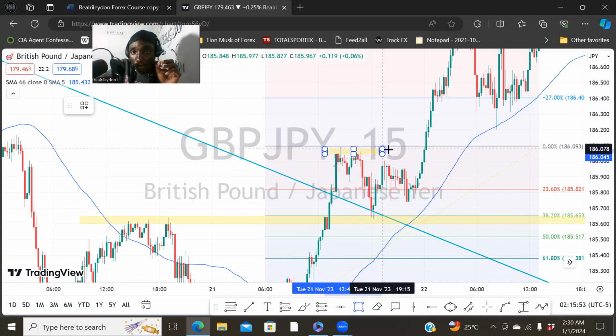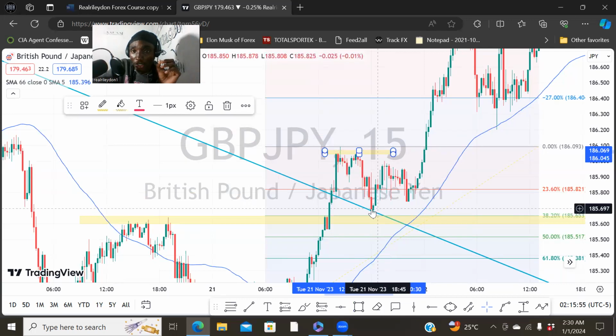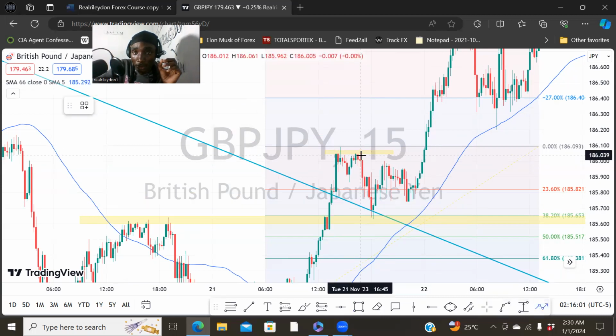So right here now, the market pushed down right here. Pulled back up. Making a lot of retests right here.